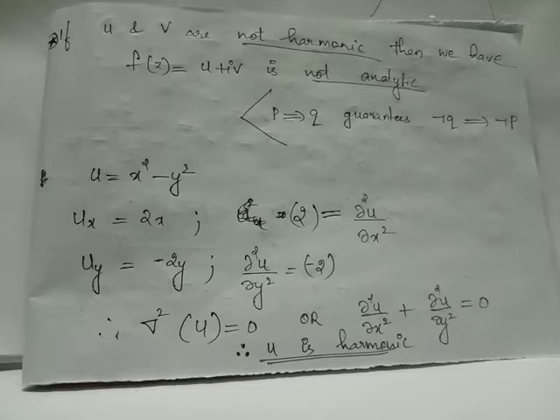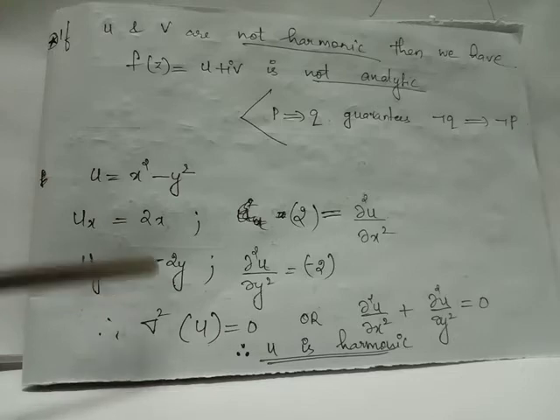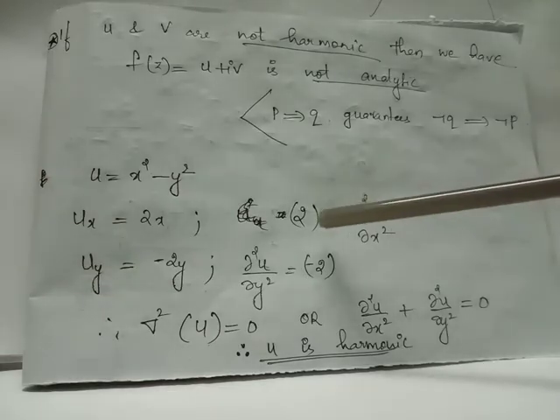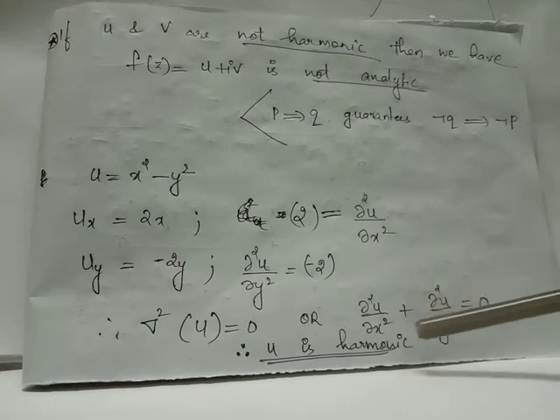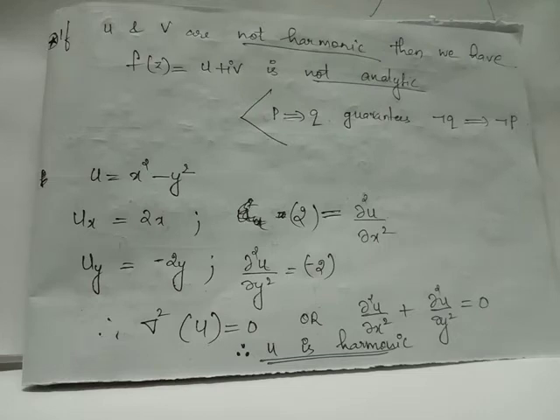Here we have u equals x square minus y square. We evaluate dou u by dou x, which equals 2x, and dou u by dou y, which equals negative 2y. When we evaluate dou square u by dou x square, we get 2, and dou square u by dou y square is minus 2. So we have the Laplace equation dou square u by dou x square plus dou square u by dou y square equals 0, which happens to be true for the given function u. Hence we conclude that u is a harmonic function.